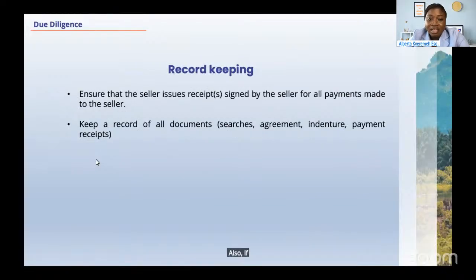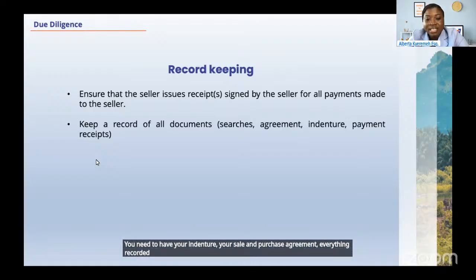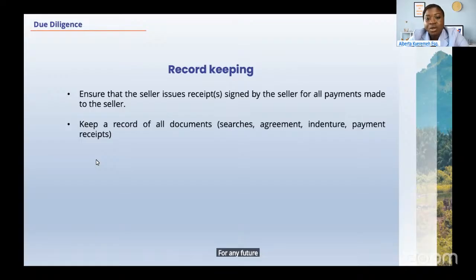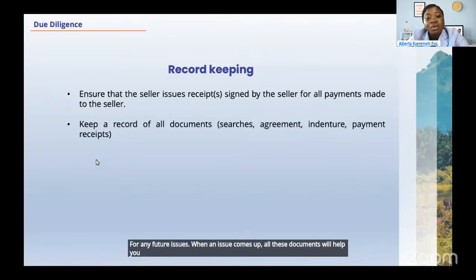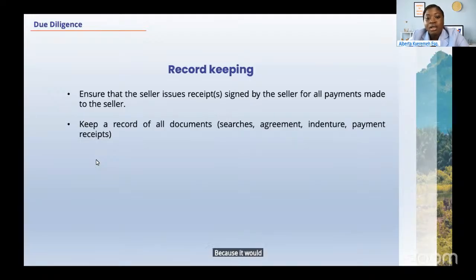Also, if you are acquiring land, throughout your land transaction, keep records. You need to have your receipts, your searches, your indenture, your sale and purchase agreement, everything recorded and kept safe for any future issues. When an issue comes up, all these documents will help you, and will determine whether you can win the case or not, because they would show the steps you took as a prudent buyer to acquire the land.